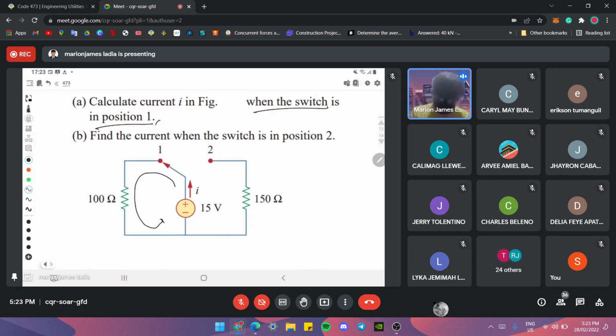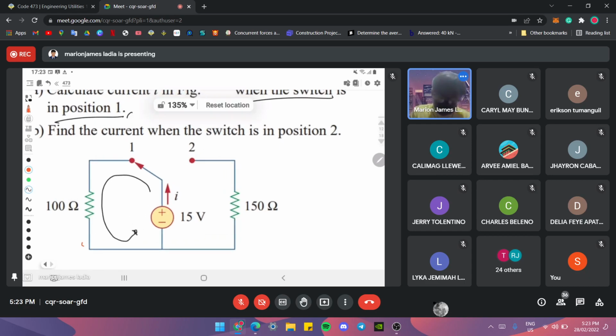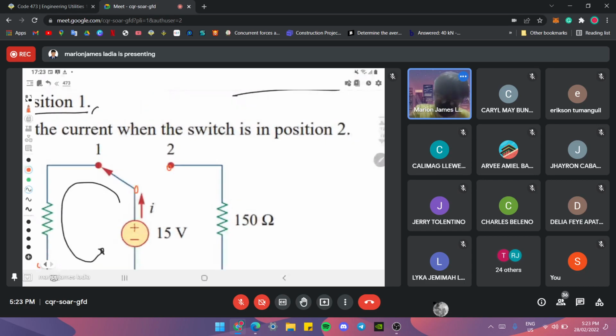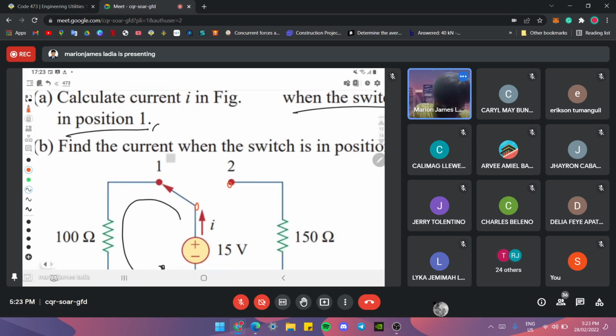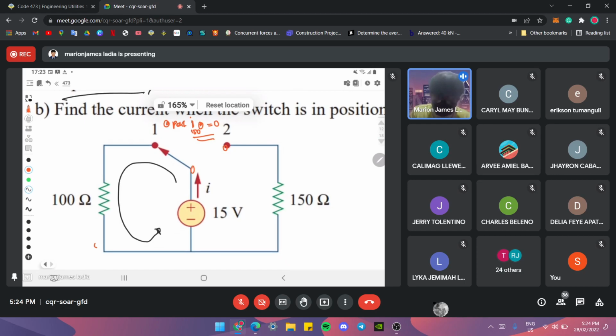Okay? So, yung current natin dadaan dito. And then, dyan pumapasok yung tinatawag nating open circuit. So, open circuit to, ibig sabihin, at position 1, the current through the 150 ohms is equal to 0. So, walang current na dumadaloy dito kasi nga it is open, di ba? I is equal to 0.